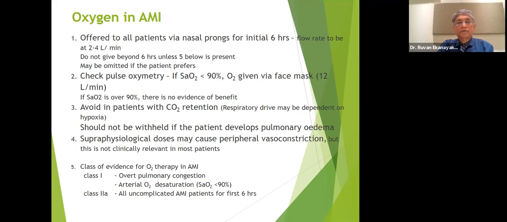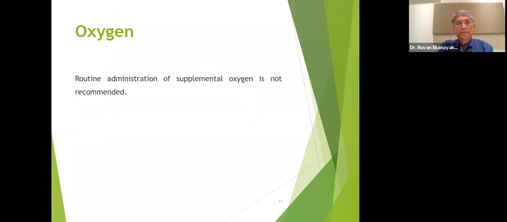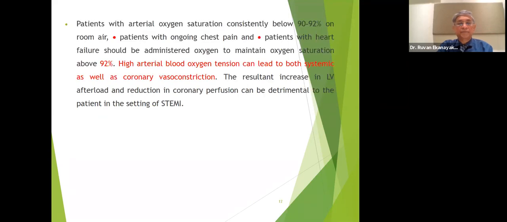Now, oxygen. It is offered commonly to all patients with acute coronary syndromes, but this guideline has been changed. You check the pulse oximetry. If the saturation is below 90%, oxygen is indicated, but we have problems. We do not routinely administer supplemental oxygen at present. The arterial blood gas must be low, and it is suggested only that patients with ongoing chest pain, patients with heart failure should be given this oxygen.